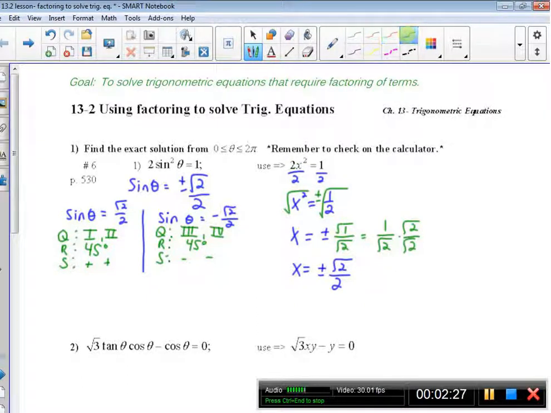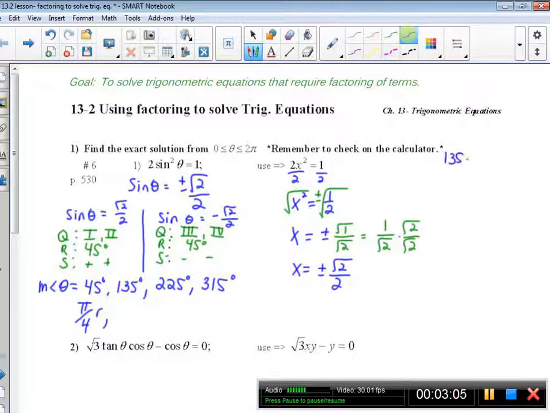So the measure of angle theta would be 45, and then 180 minus 45, which would be 135. And then I'm going to keep going here because then we're in quadrant 3, which would be 180 plus 45, which is 225. And then in quadrant 4, it'd be 360 minus 45, which is 315. So now we need to convert all of those to radians. So 45 degrees is pi over 4 radians.